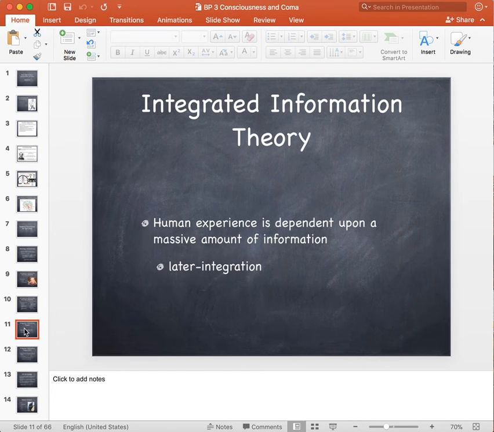So what is the main theory in terms of where consciousness comes from? It's mainly based on work out of Wisconsin, Tononi and Sorelli's integrated information theory.